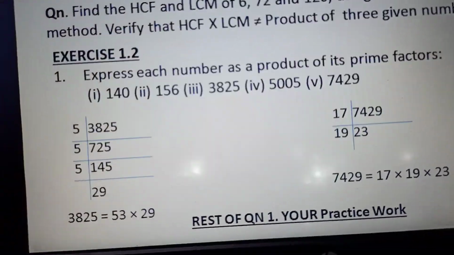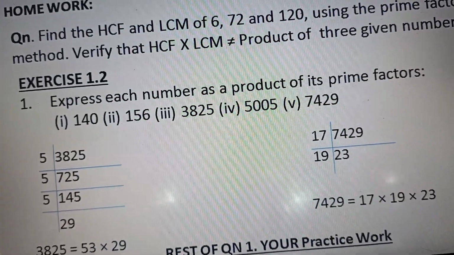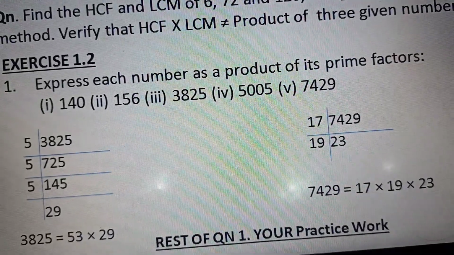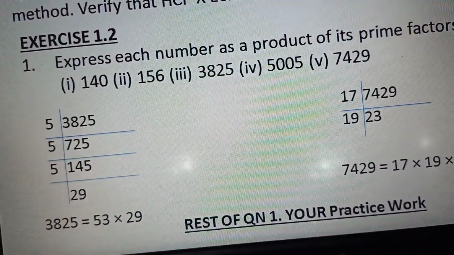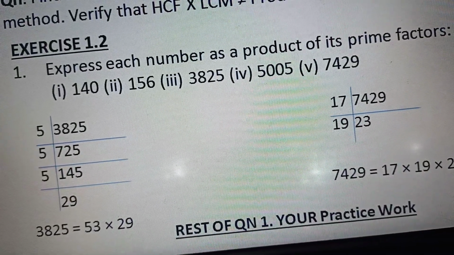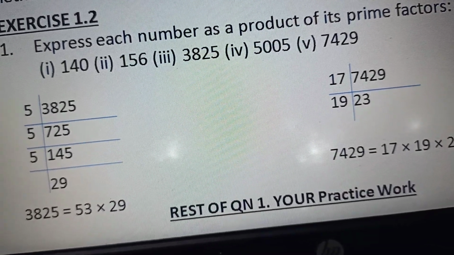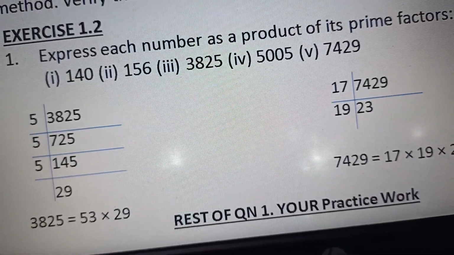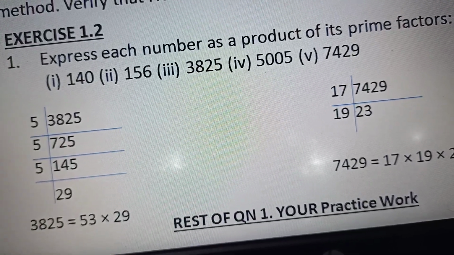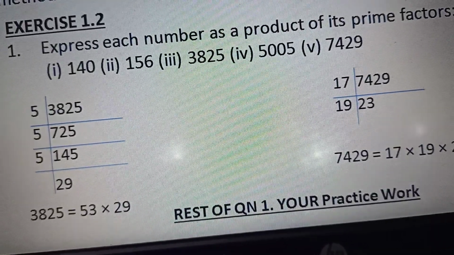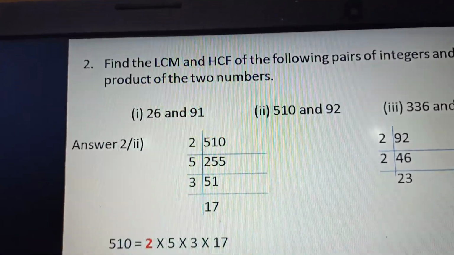Next, Exercise 1.2. Question number 1: I have done some questions and the rest is your homework. In the same way, I have solved some questions and I will give some questions for homework. You write everything from the beginning of this chapter in your classwork copy and complete your homework. Okay? If you have any doubt, ask me definitely.